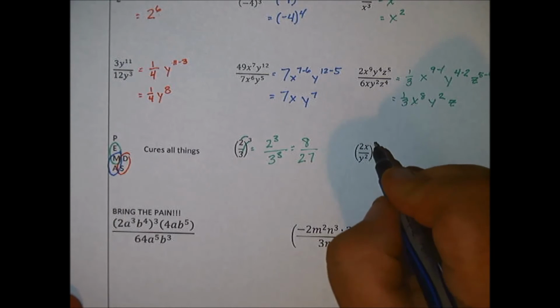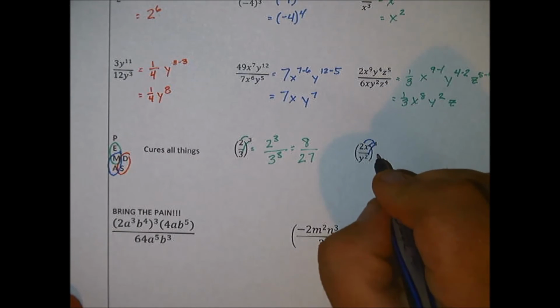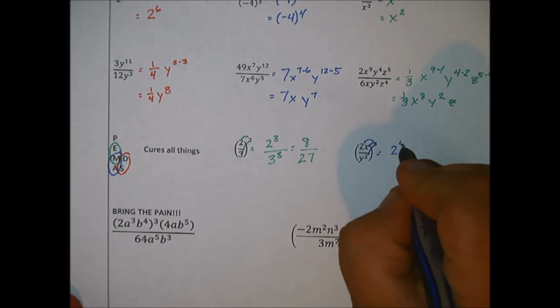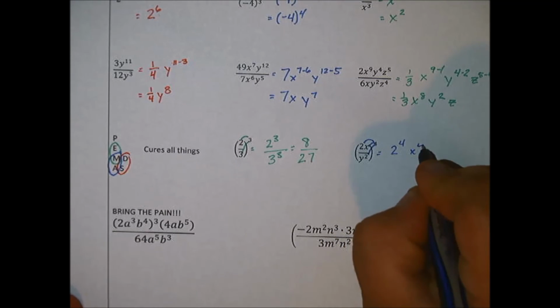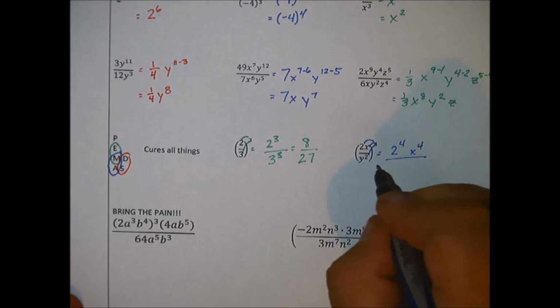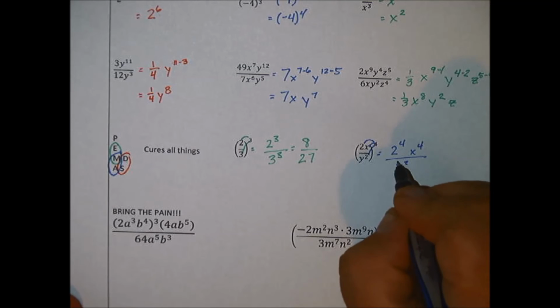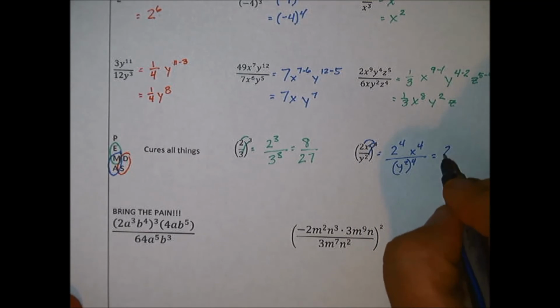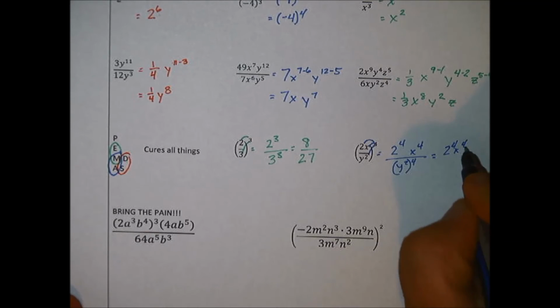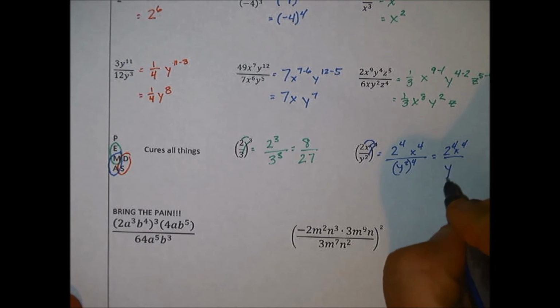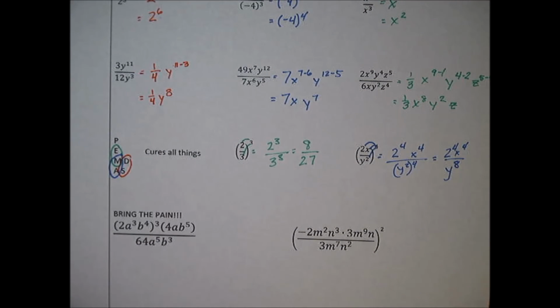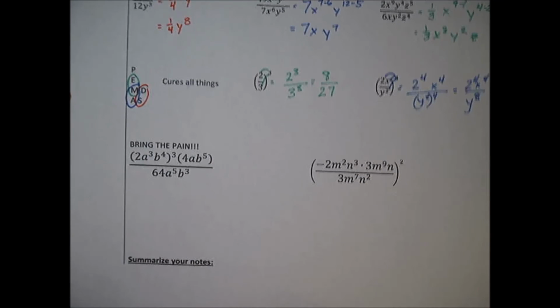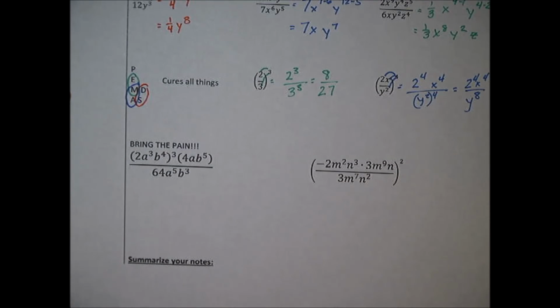Okay, welcome back. Hopefully you realize that that 4 has to be distributed to everything. So I have 2 to the 4th, x to the 4th, and then y squared to the 4th. When I have y squared to the 4th, I need to multiply those exponents. So 2 to the 4th, x to the 4th, 2 times 4, that means y to the 8th. Okay. Let me get these last two problems done and we'll be done with the day.